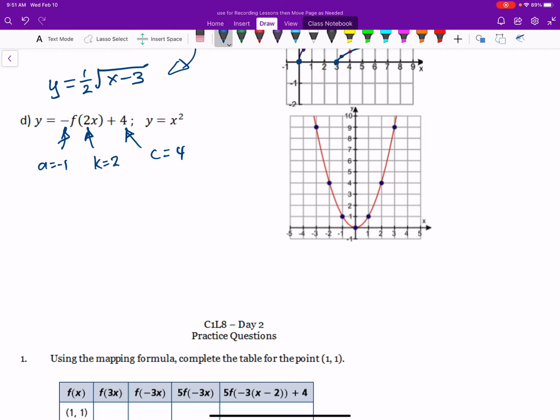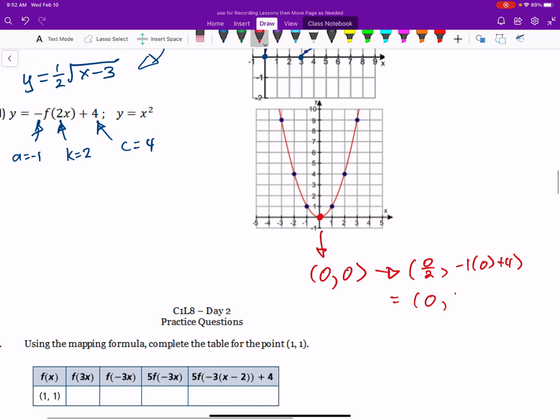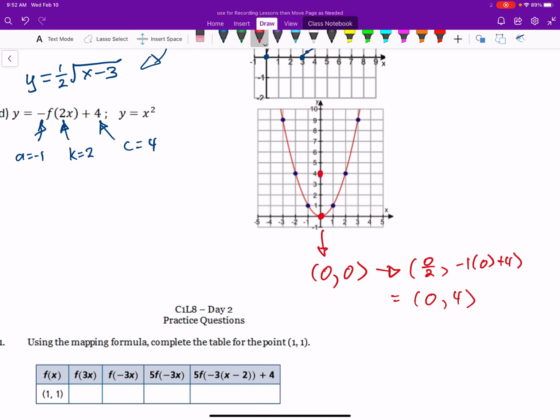So let's start with the origin. So 0, 0, if I want to transform that, I'm going to do 0 divided by 2. There's no d value, so there's no horizontal shift. And I'm going to do 0, -1 times 0 plus 4. So I'm using the mapping formula again. So 0 divided by 2 is still 0, and negative 1 times 0 is 0, but plus 4 is 4. So that one point, the origin point, moves up to here. So the vertex is now at 0, 4.